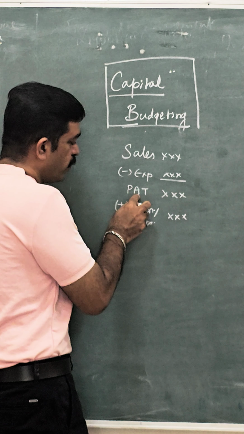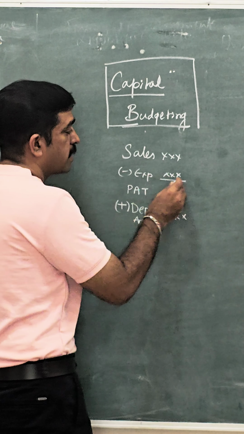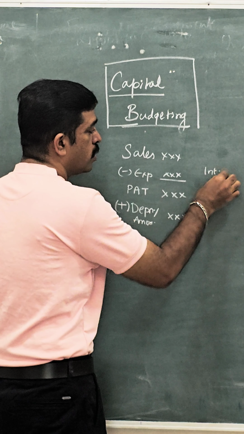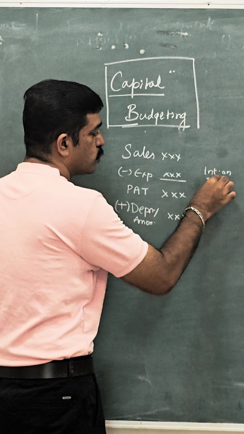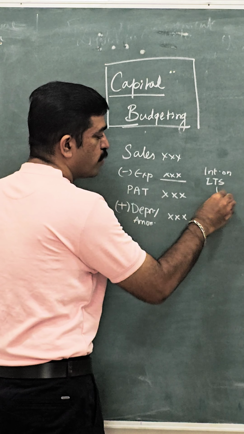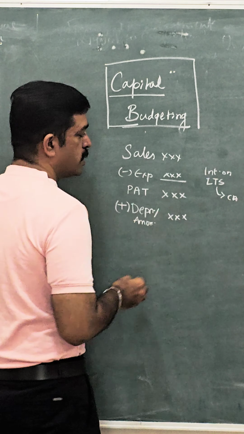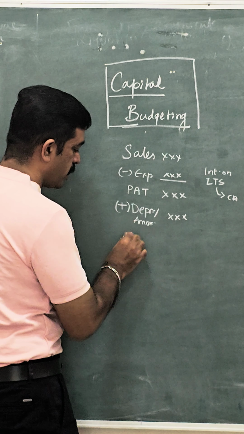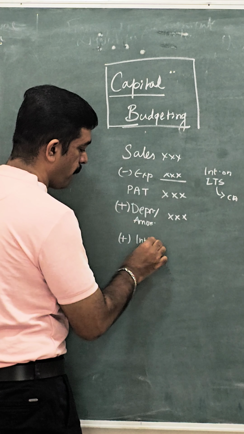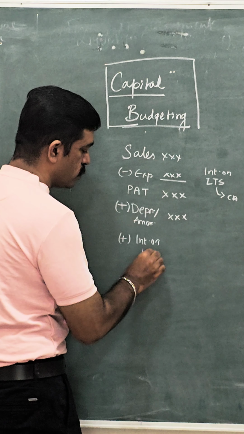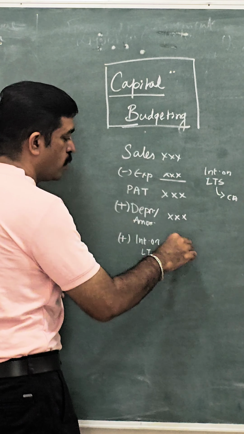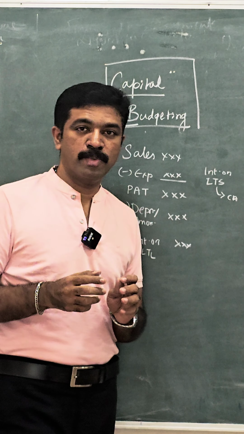Similarly, this profit is arrived at after subtracting interest on long-term sources, which is used for funding the capital asset. So let me just add back interest on long-term loans. What is the reason why I am adding back?